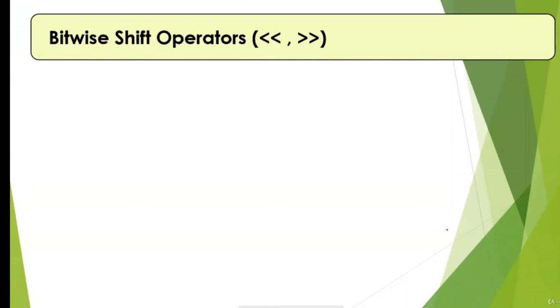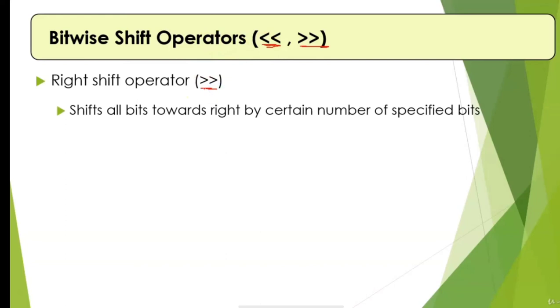Let's understand the bitwise shift operators. We have the left shift operator, which is represented by double less than, and we have the right shift operator, which is represented by double greater than. Let's understand the right shift operator first. This operator shifts all bits towards the right by a certain number of positions. So the right shift operator is helpful when we want to shift all bits towards the right by a specified number of positions.